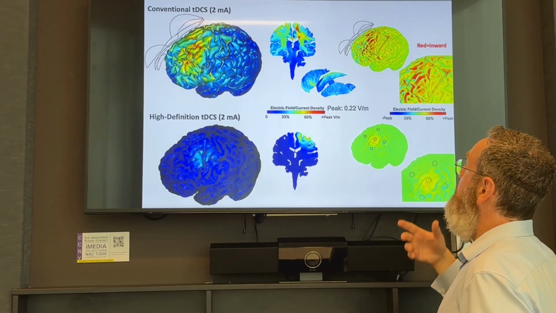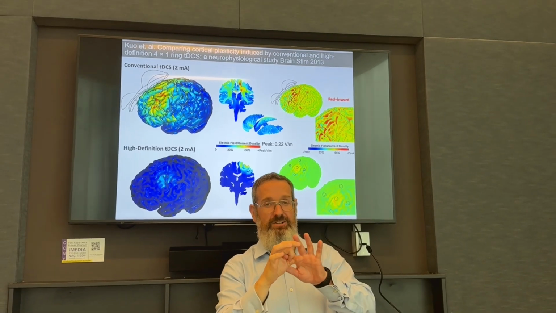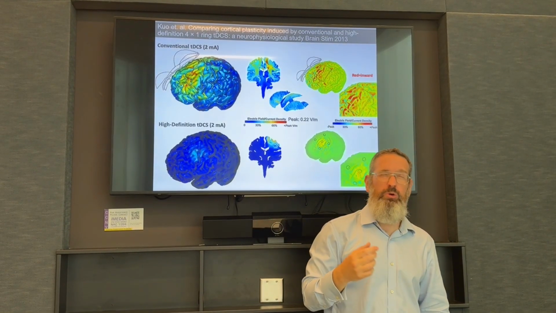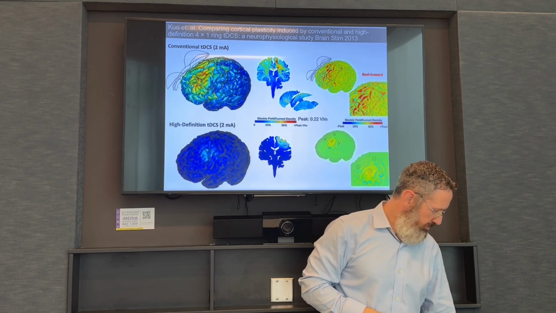But when we look at directionality, we see that in the case of the conventional montage, again, we're getting this zebra stripe of inward and outward. We're getting a mixed polarity. And with the 4x1 montage, we can generate a more consistent polarity. If you remember all the way back when I was talking about the single electrode surrounded by the ring, it's based on the same ideas. Why is the 4x1 more unidirectional?